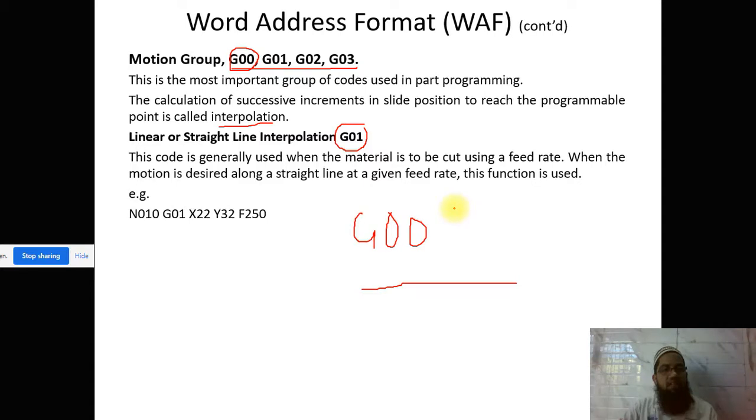This is called the sequence number N. After that I am using G01 X22 Y32 F250. The meaning of that is the tool will start from here and move to X22 and Y32, and the feed rate is given in F. You can see over here there is no unit defined, but the unit we always take is mm, because initially we write G21, and G21 is always used for metric or mm.